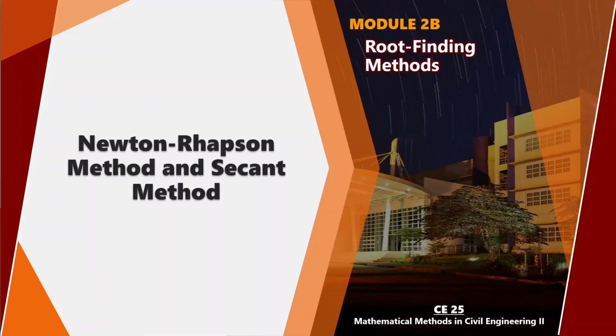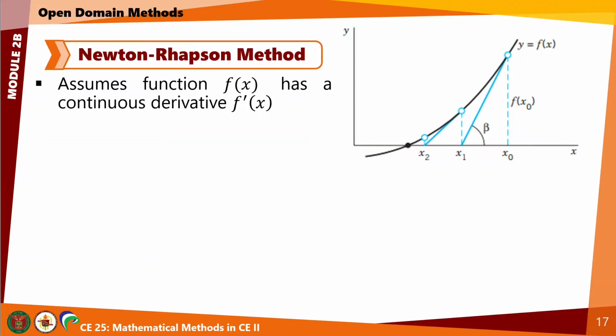Alright, sige. This is the second and third open domain methods. For root finding methods, we have the Newton-Raphson method and the secant method. Let's discuss each. First is the Newton-Raphson method.